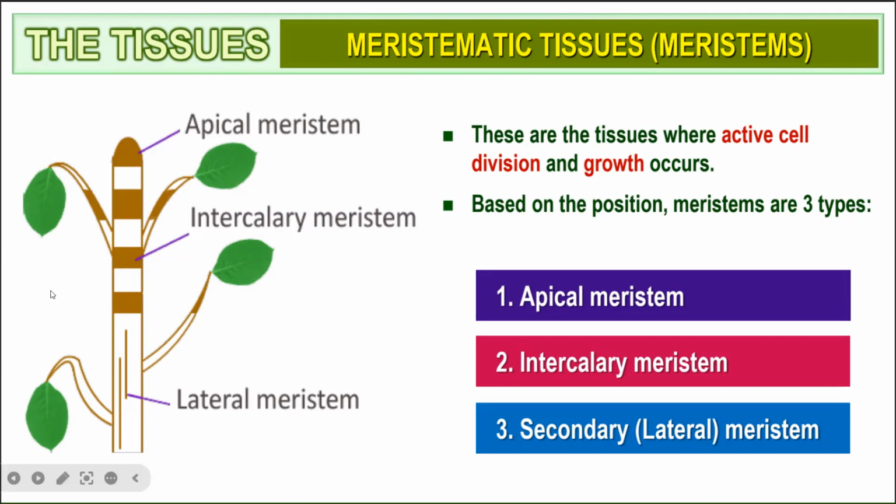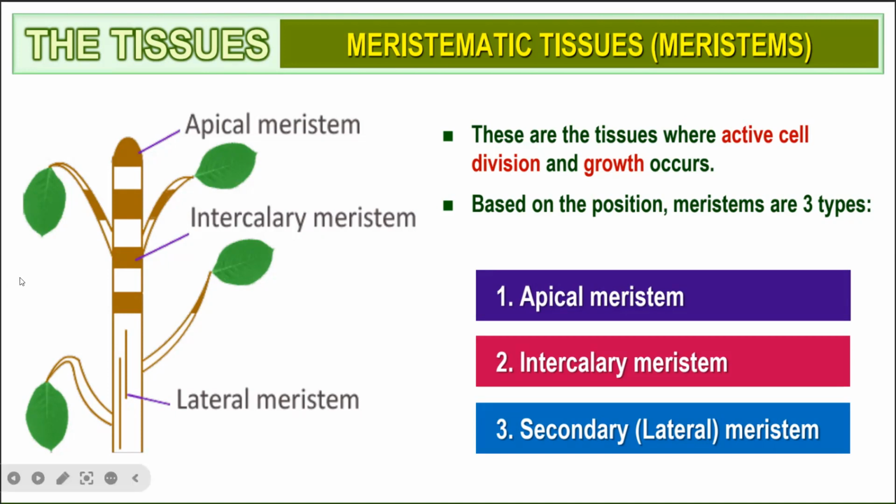intercalary, that is near the node. You know, the node I had shown last time. The region between two internodes is called the node. So here at the node it is there. That's why it is called intercalary. So from here you will get branches, or it can even give flower. You can either get a branch or a flower.